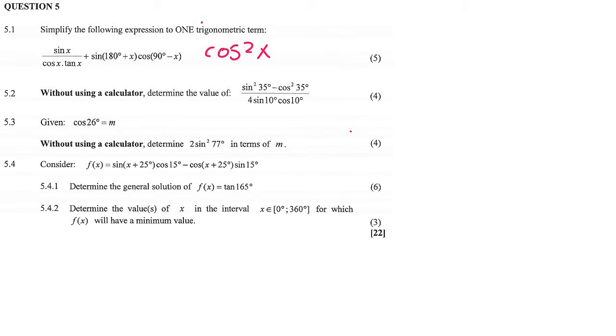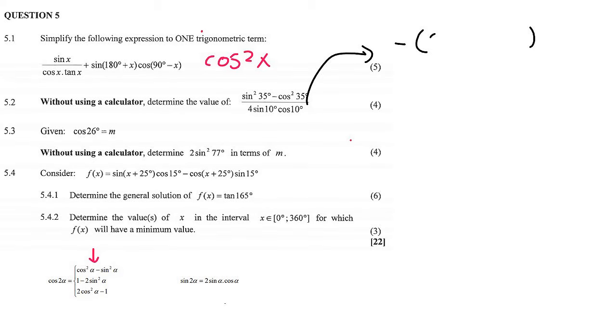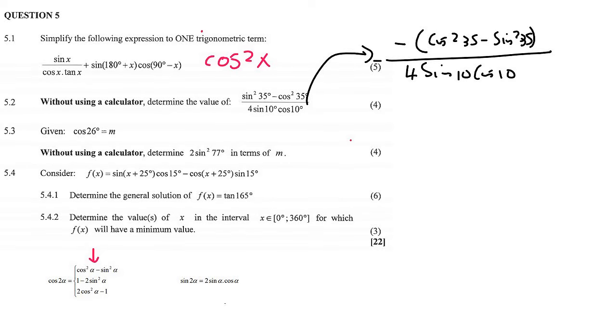Question 5.2. When I saw this over here, the first thing I thought about was this part of the formula sheet. For some reason it made me think of this part. But we can see that the sin is first and then it's the cos. So what I would do is put a negative in the front, and then I would say cos squared 35 minus sin squared 35, because those are now the same. Then at the bottom, I would leave it for now. There's something I was thinking of doing, but let's leave it for now.